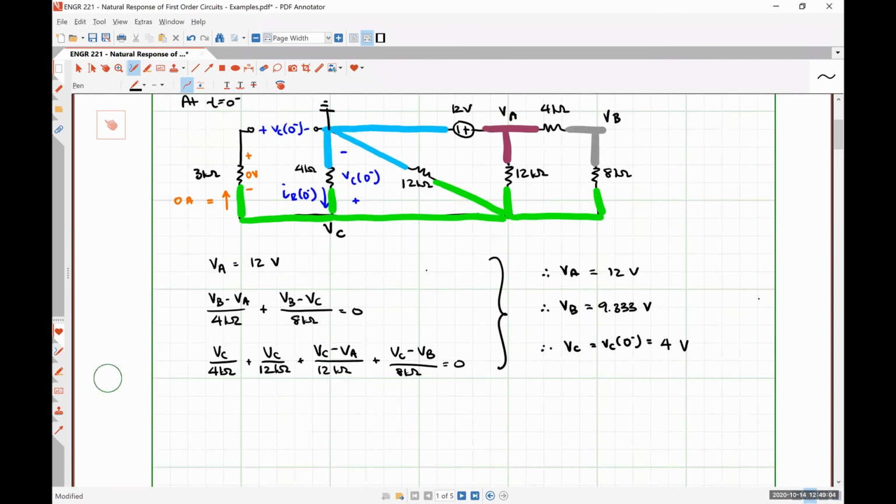So to determine our resistor current, IR at 0 minus, we need only look at our relationships here, right? So IR is the current flowing into the negative polarity terminal of VC. So that means that IR is going to be negative VC at 0 minus divided by 4 kilo ohms, which is -1 milliamp.